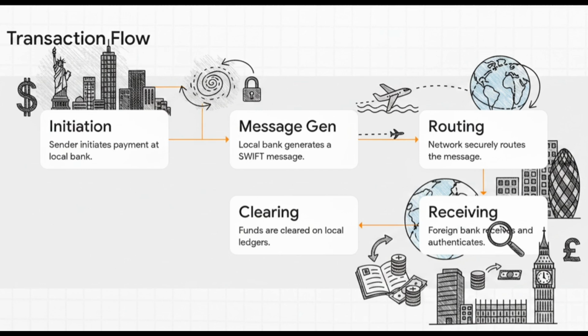Step 3. The network routes this secure message across the Atlantic, and it does this in mere fractions of a second. No human eyes ever see it. It's entirely automated and fortified by literally military-grade encryption. Then, step 4. The receiving bank in London gets the message, authenticates it, and knows exactly what to do with the instructions. And finally, step 5. The actual funds are adjusted and cleared locally on the bank's own internal ledgers.